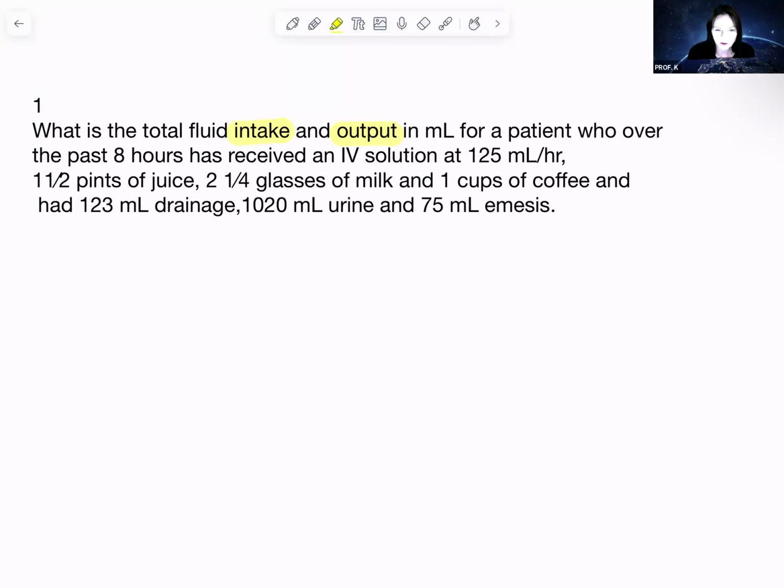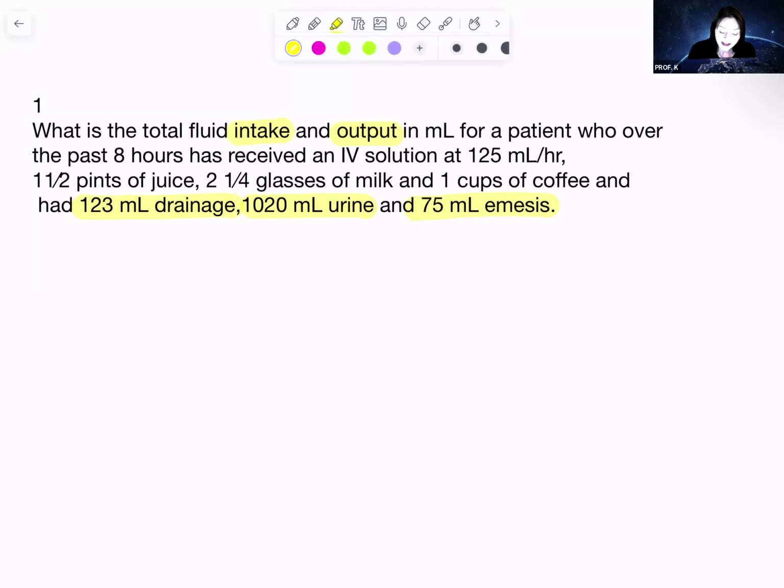So what in this question counts as output? Tell me. You can say it. Yes, urine, drainage, emesis, diarrhea if it's liquid stool. So yes, this counts, it's drainage. This counts, it's urine, it's liquid. This counts, they threw up. We got to measure it all.